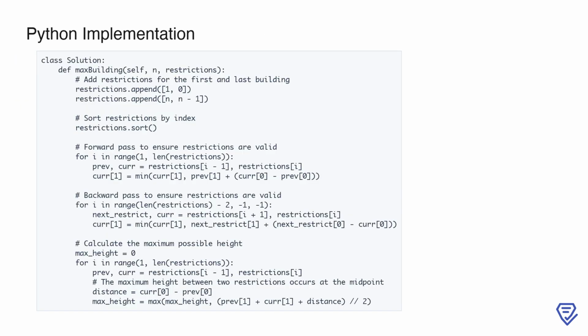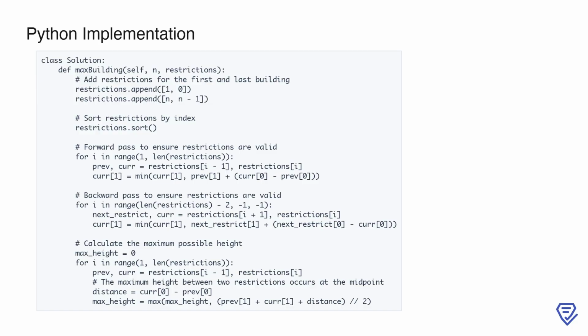Here, we start by defining a function called maxBuilding within the Solution class. This function takes two parameters, n, which represents the number of buildings, and restrictions, a list of constraints on the heights of specific buildings. The first step is to ensure that we include restrictions for the first and last buildings. For the first building, its height is fixed at 0, and for the last building, its height cannot exceed n-1. These are appended to the restrictions list. Next, we sort the restrictions based on the building index to ensure the constraints are processed in the correct order.